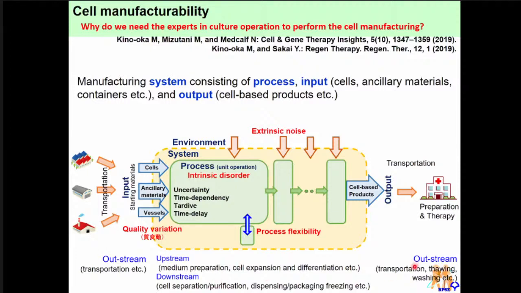So during the transportation, if the temperature changes, the quality of the cells changes. During the thawing of the cells and washing the cells, cell quality starts to change just before dosing. So there are many considerations that change the quality of the cells.